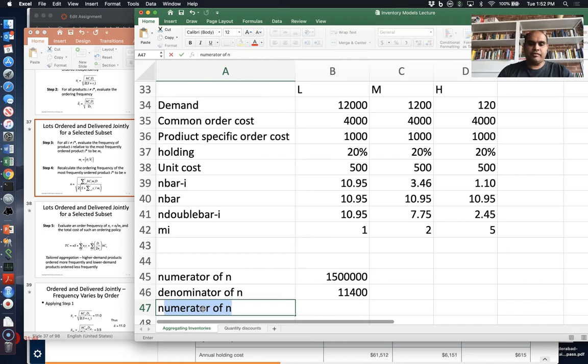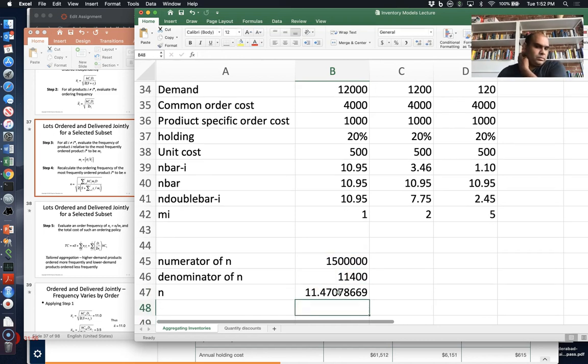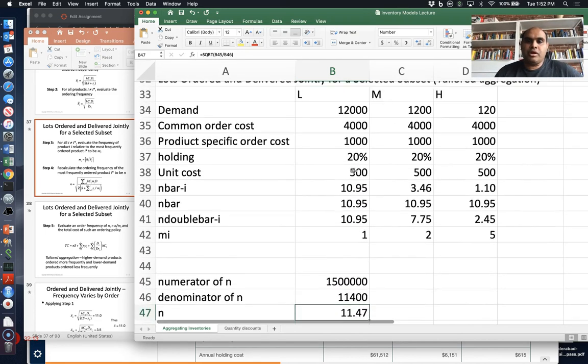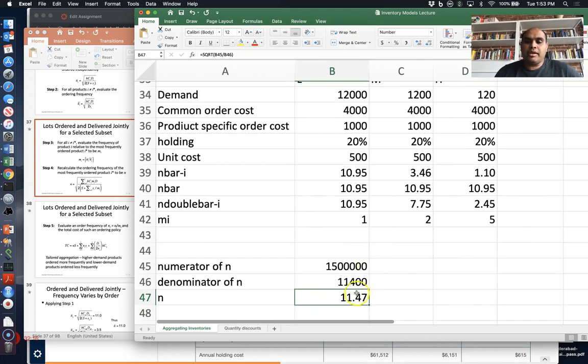Now we can calculate the value of n, just n as square root of numerator divided by denominator. There you go. That gives us 11.47. And that is how often you order the most frequently ordered item. So the most frequently ordered item is Light Pro. You should be ordering Light Pro 11.47 times in a year.